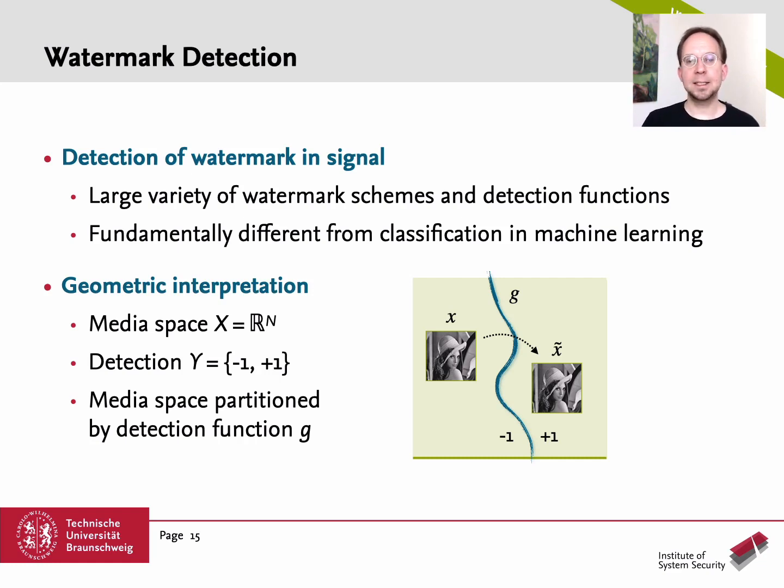What we need now is a detection function. And this function is also something that is related to machine learning, because it is a function that lives in our media space. And on one side, we have all the watermarked images, and on the other side, we have all the unmarked images. So ultimately, this is closely related to a prediction function. In the case of the prediction function, we had two classes, left and right from the function. Here we have unmarked and marked signals on both sides of this function. So this is where the relation comes into play.